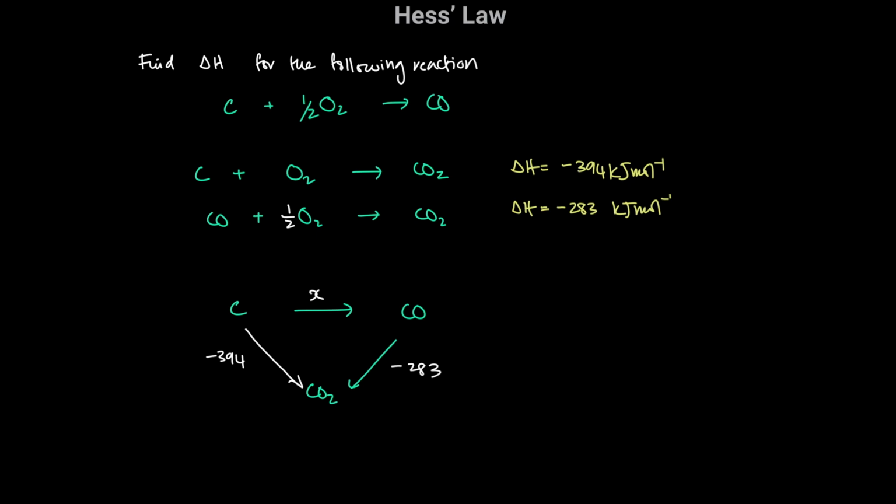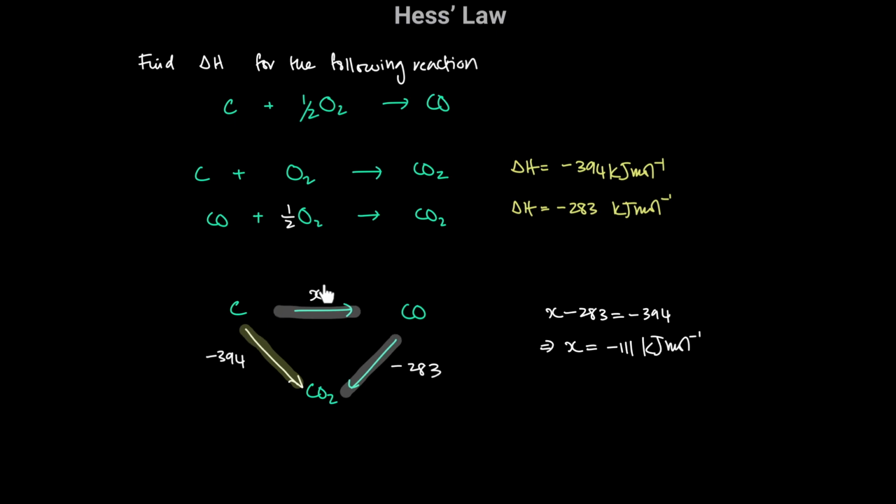So if I start with carbon, I can first convert carbon to carbon monoxide, then convert carbon monoxide to carbon dioxide. Here I'm going from carbon to carbon dioxide in 2 steps, but the overall enthalpy change is the same as if I were to do it in 1 step. So X minus 283 is equal to negative 394, which gives us X as negative 111 kilojoules per mole.